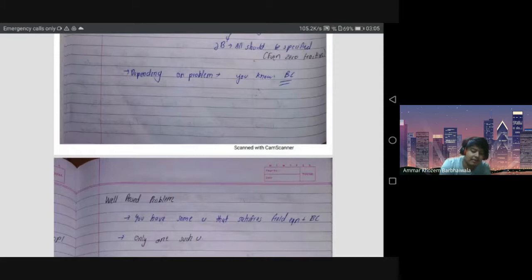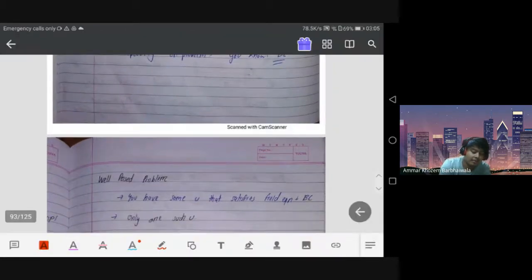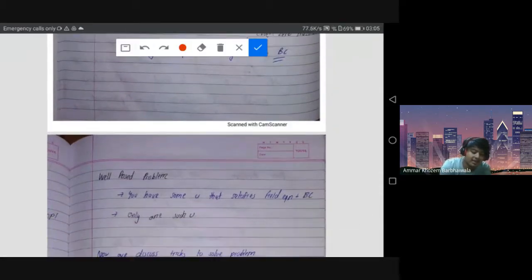So a well-posed problem in solid mechanics is one that should have some u that satisfies the field equation plus the boundary conditions, and there should be only one such u which in the end satisfies the field equation and the boundary conditions. It's the unique solution to the problem which we pose.